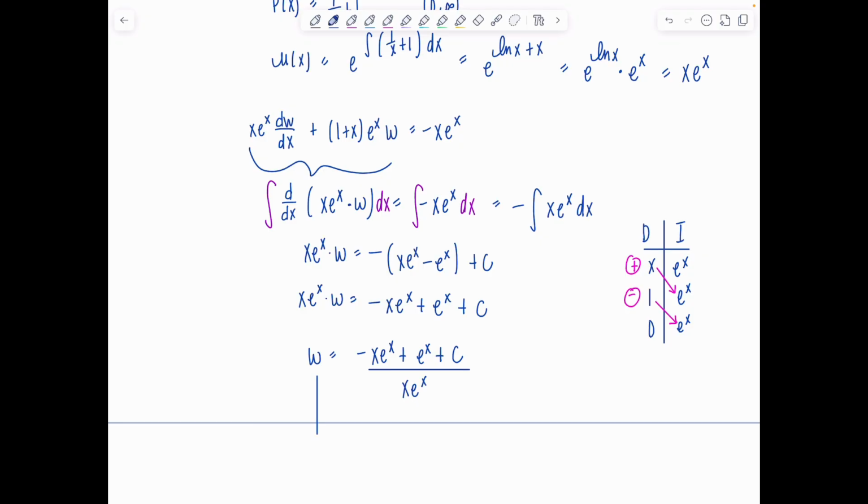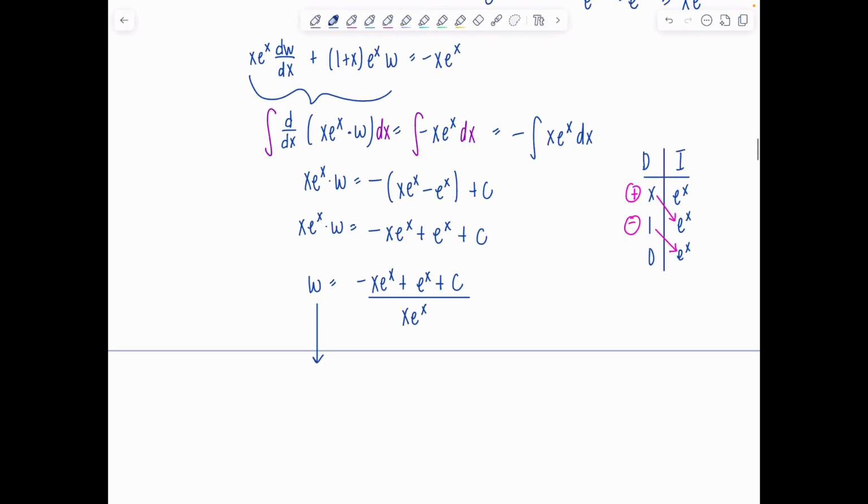And who was w? W was y to the negative first, and that's 1 over y. So I have a feeling like I'm going to take a reciprocal. It's better if I just leave it as a fraction.